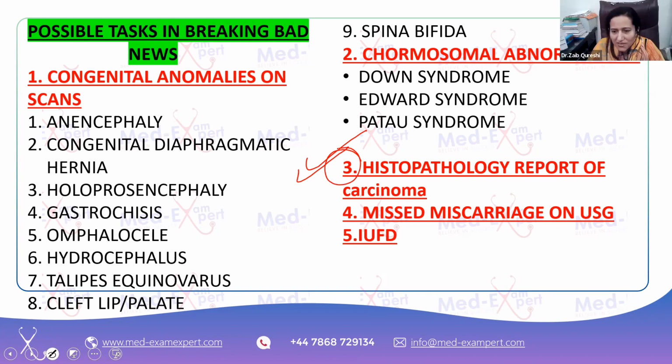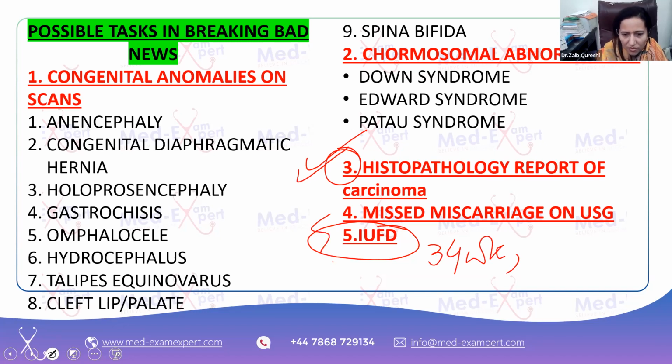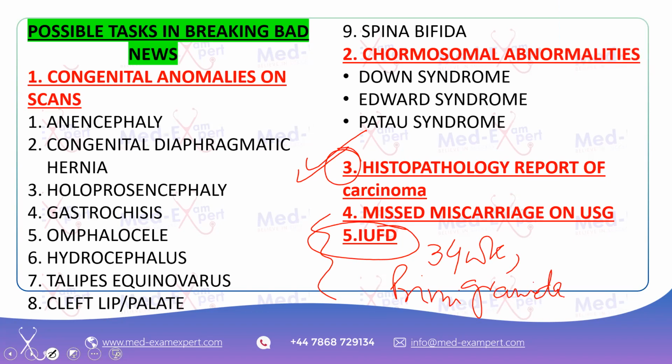All right, so I think we have done this last time. 34 weeks IUFT, this is a primigravida. Who is going to break the news for IUFT? Okay, Dr. Zaib.